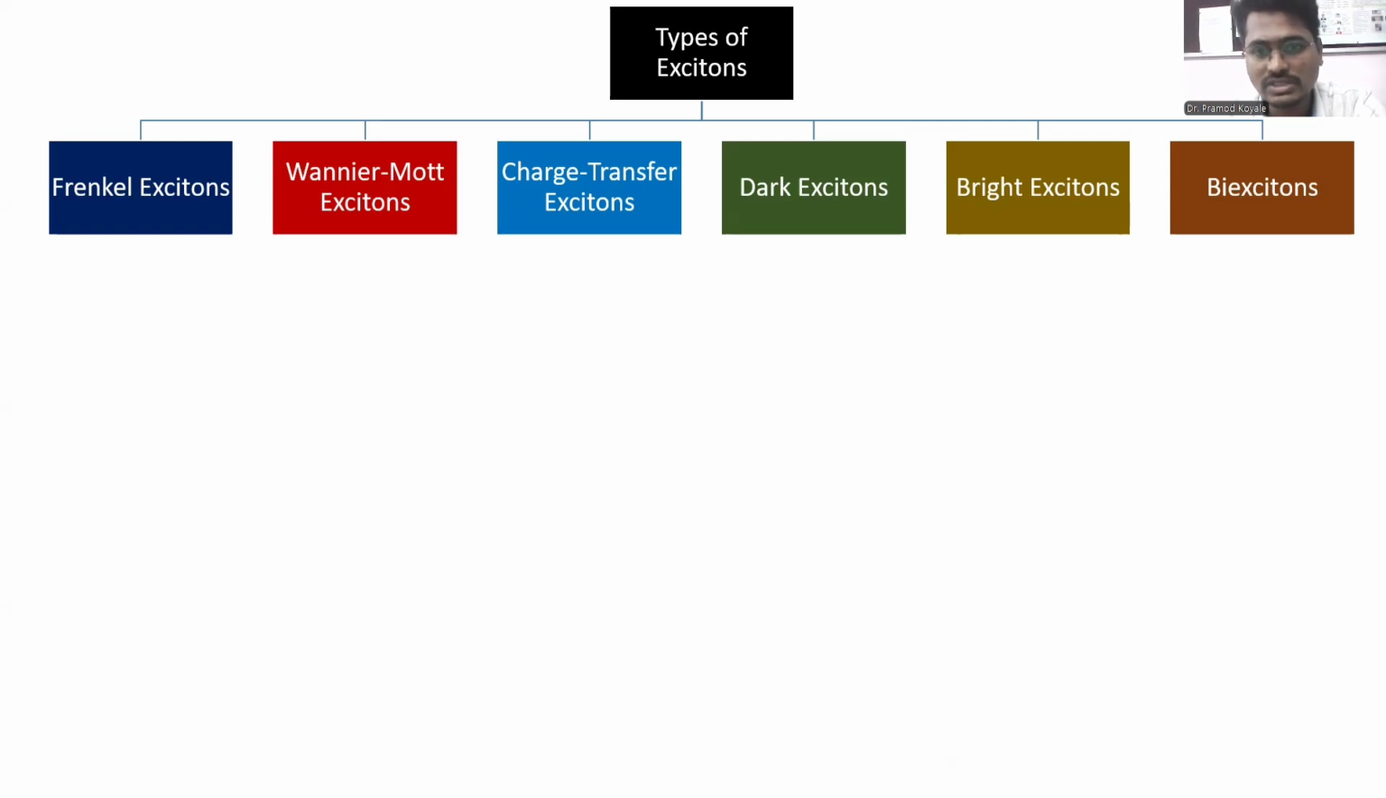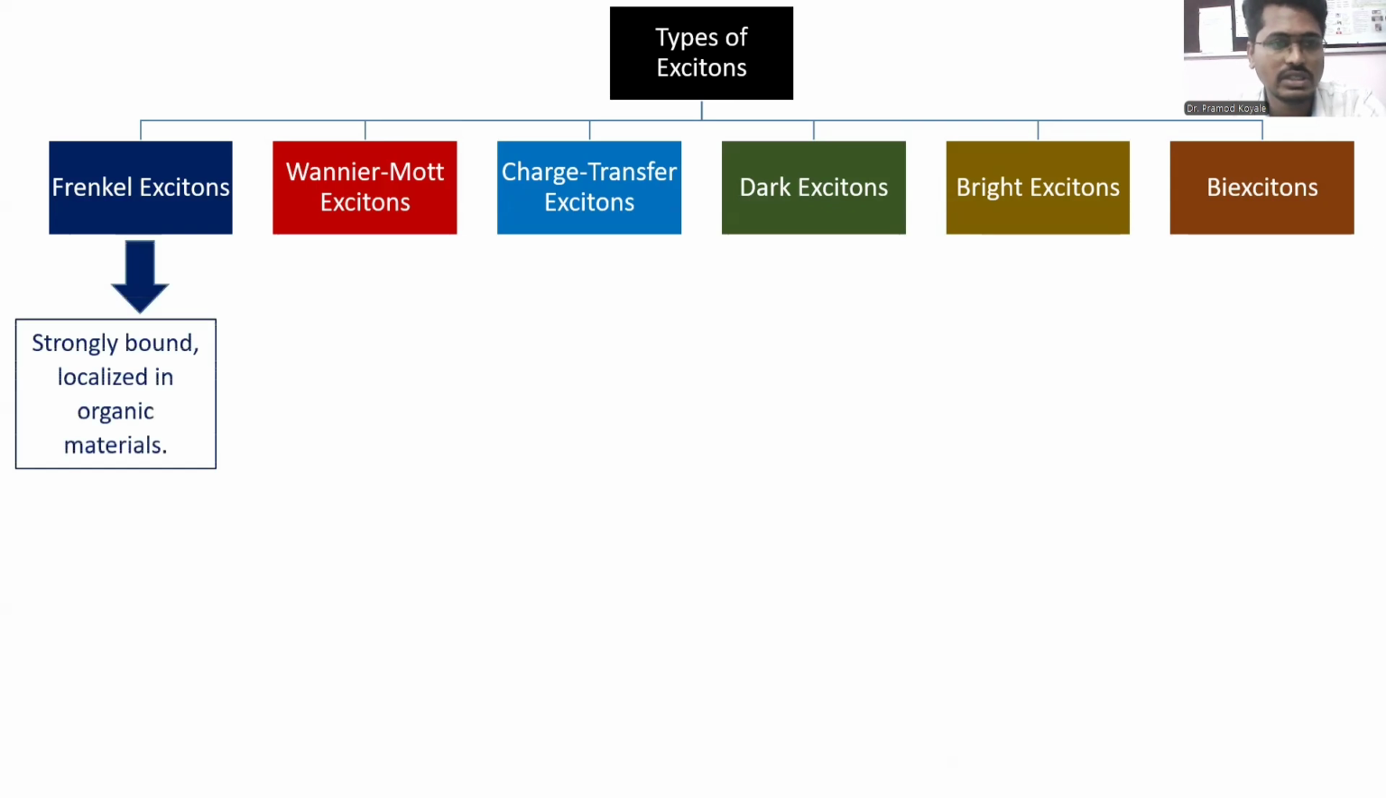Okay, so regarding the types of excitons, there are several types, starting from the Frenkel excitons, Wannier-Mott excitons, charge transfer excitons, dark excitons, bright excitons, as well as biexcitons. These types are basically based on the nature of the bonding between the electrons and holes, and the application where it is mostly applicable. Okay, so in the case of the Frenkel excitons, electrons and holes are strongly bound with each other, and it is mostly common in organic materials or the organic LEDs.